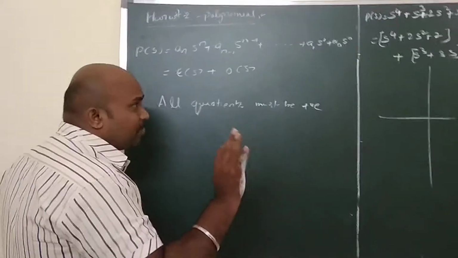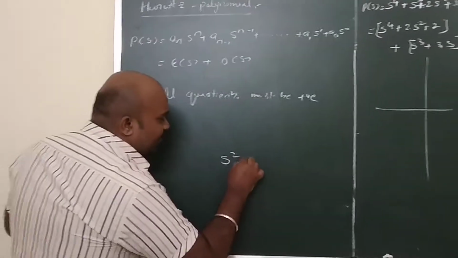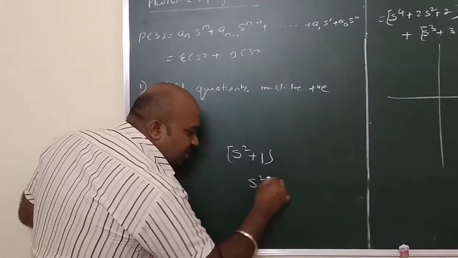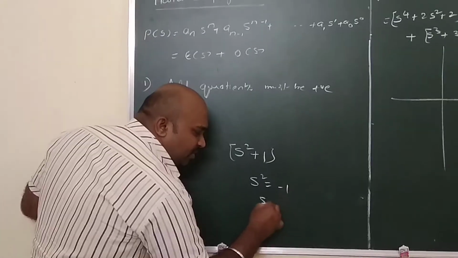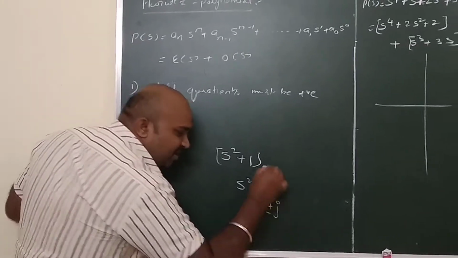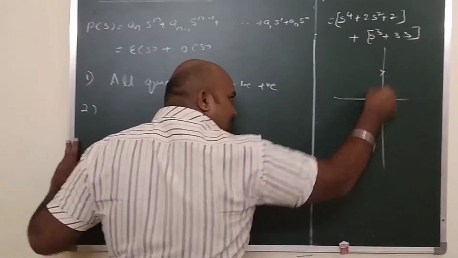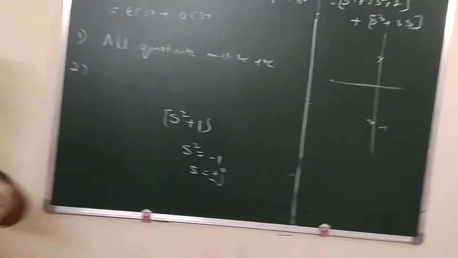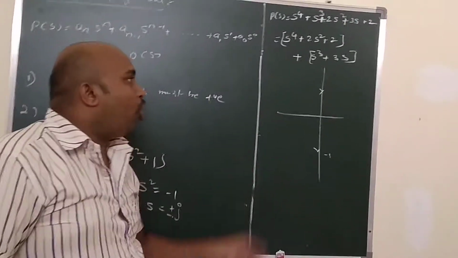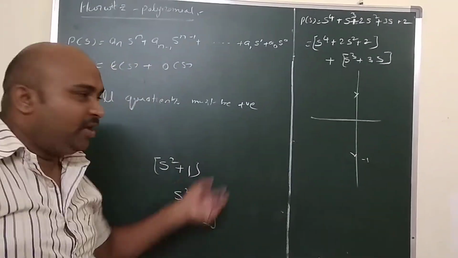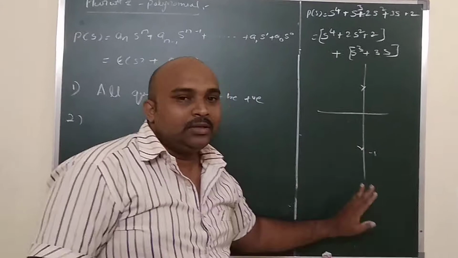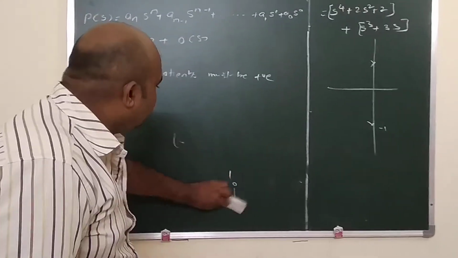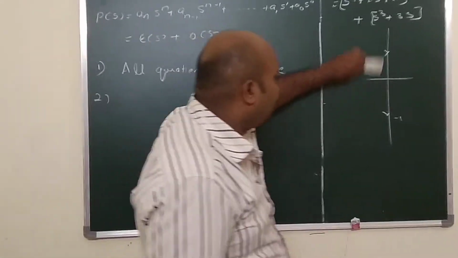Why? I will tell you simply here: s^2 + 1. Suppose this is an even polynomial. If you equate it to zero, s^2 is equal to minus 1, that is s is equal to plus or minus j. So it exists at plus j and minus j, that is on the imaginary axis. So the roots of the even polynomial or the odd polynomial must exist only on the imaginary axis.